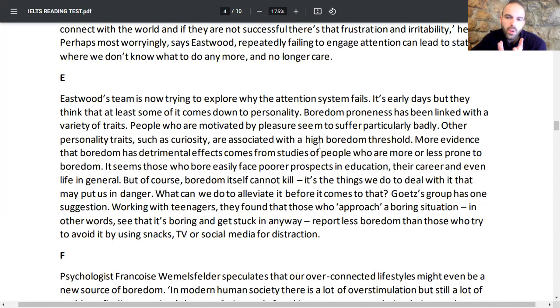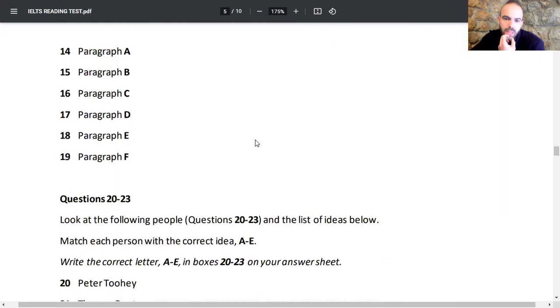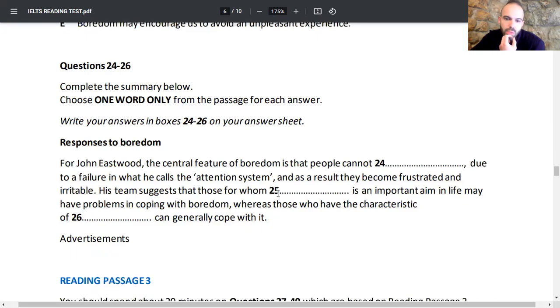So what is the meaning of high boredom threshold? If people have a high boredom threshold, it means that they are not easily bored. So these are people who have the characteristic of curiosity. So then the answer is curiosity. Curiosity. If we go back to the sentence here again, it reads, whereas those who have the characteristic of curiosity can generally cope with it.